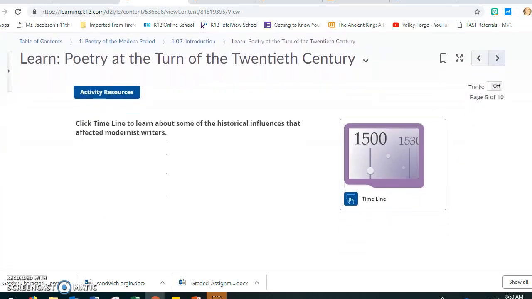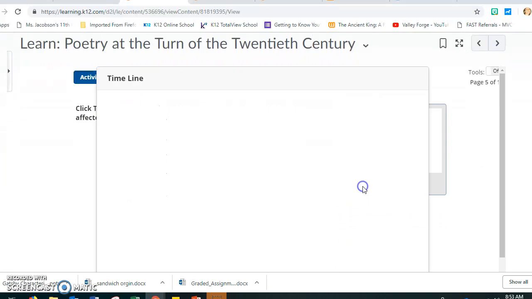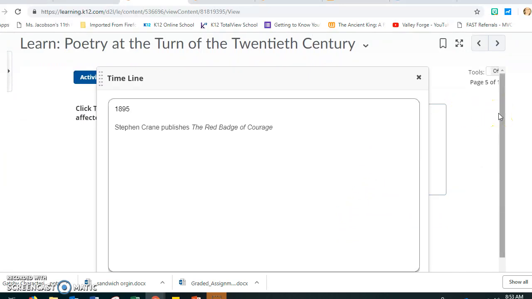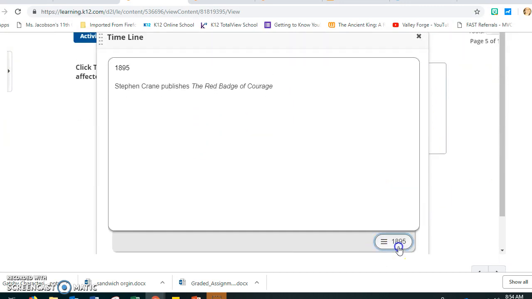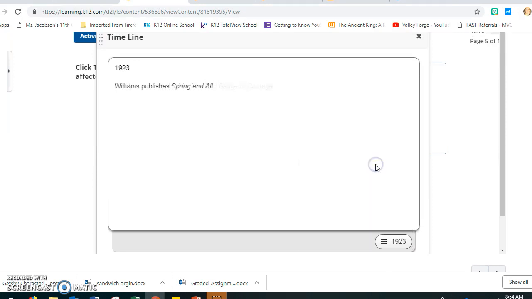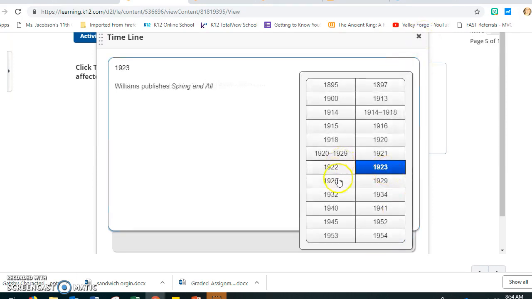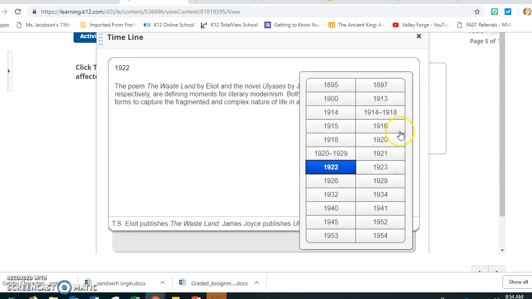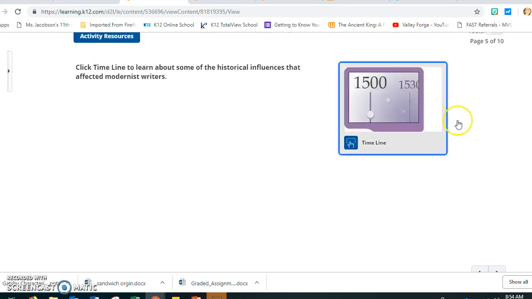If you look here, it says Learn Poetry at the Turn of the 20th Century. It says Timeline. Make sure you click on that, because there are answers here on the timeline. If you click on here, you can see the different years.